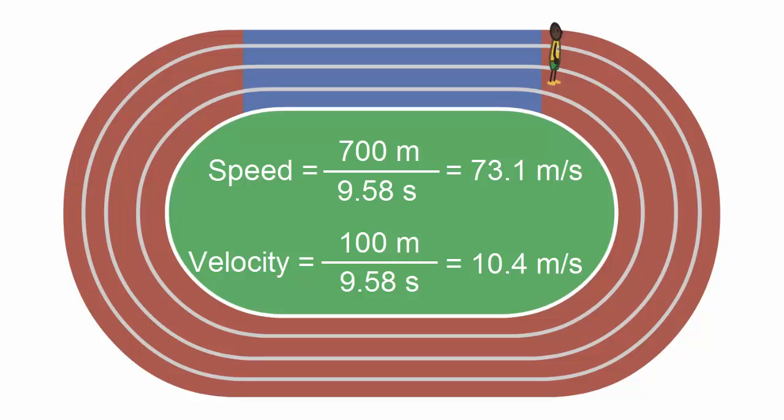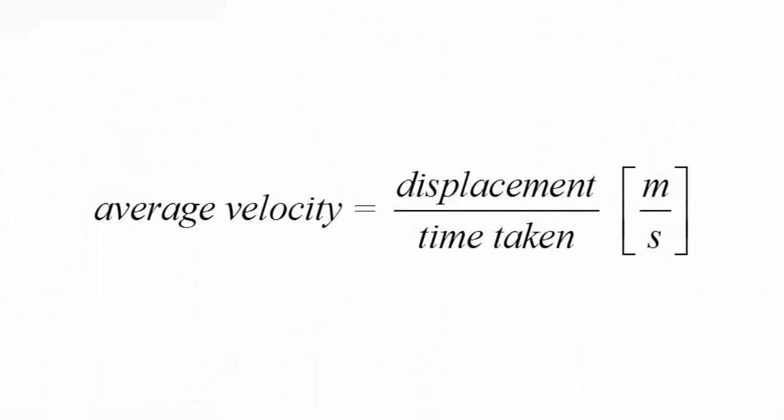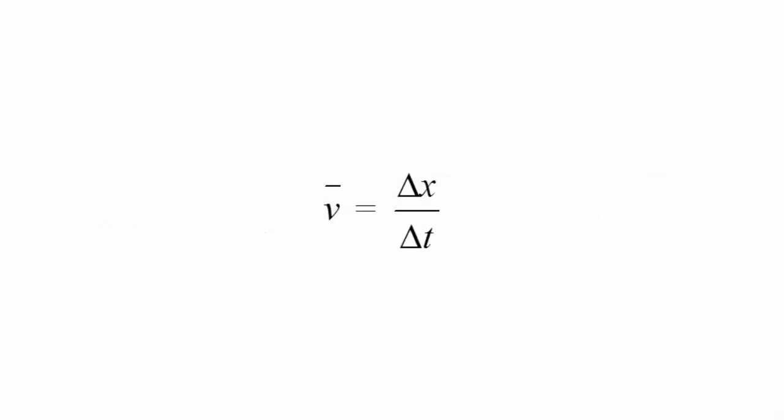Now let's have a look at the other difference, which has to do with direction. So we've defined average velocity as the displacement over the time taken. Displacement is defined as the difference between the start point and the end point. The formula for average velocity can be written as v bar being equal to delta x divided by delta t, where delta x represents the difference between the final and initial positions, and delta t represents the difference between the final and initial times. The horizontal bar above the v means average.